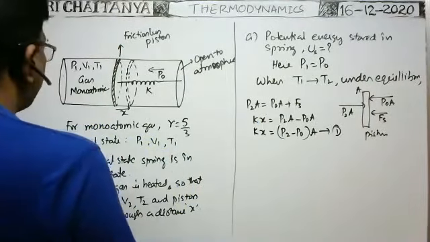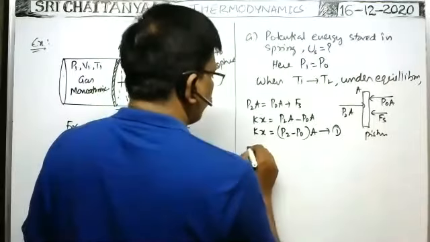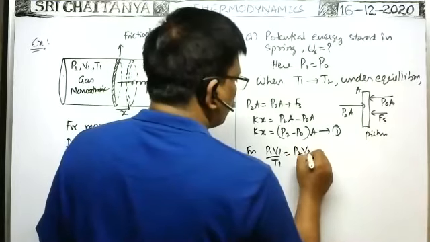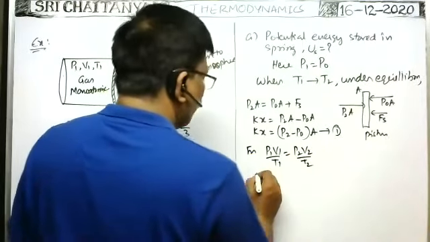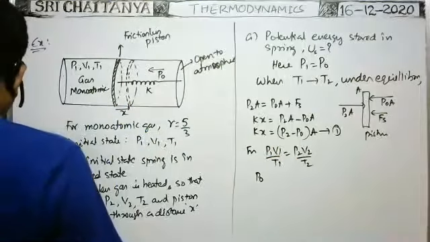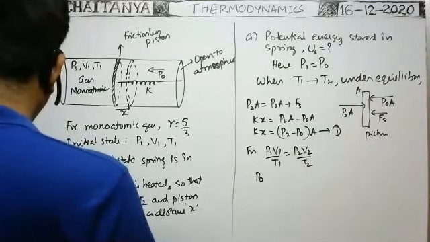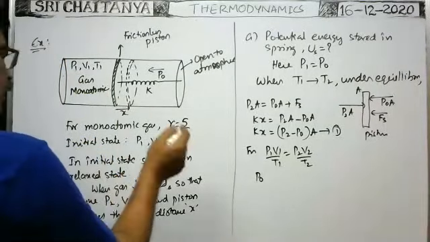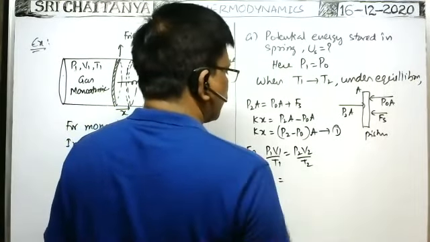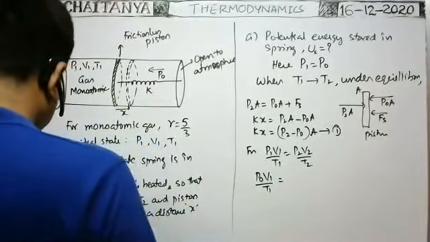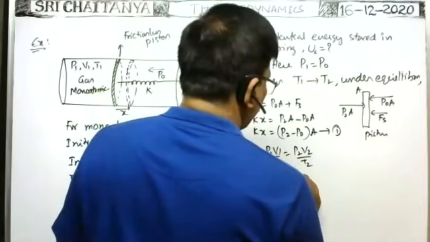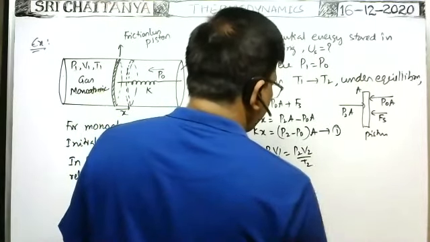Next, the gas obeys the ideal gas equation. So from the gas equation, P1 V1 by T1 is equal to P2 V2 by T2. P1, the initial pressure, is P0. V1 is the initial volume of the gas, the length of the air column. T1 is the initial temperature. That is equal to the final pressure P2, final volume V2 by temperature T2.